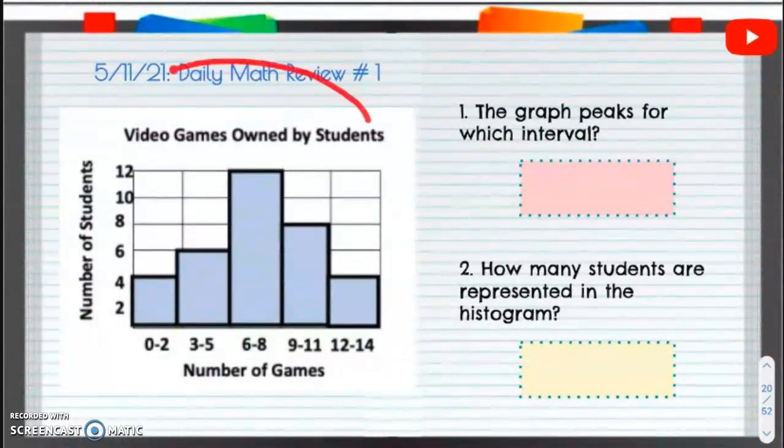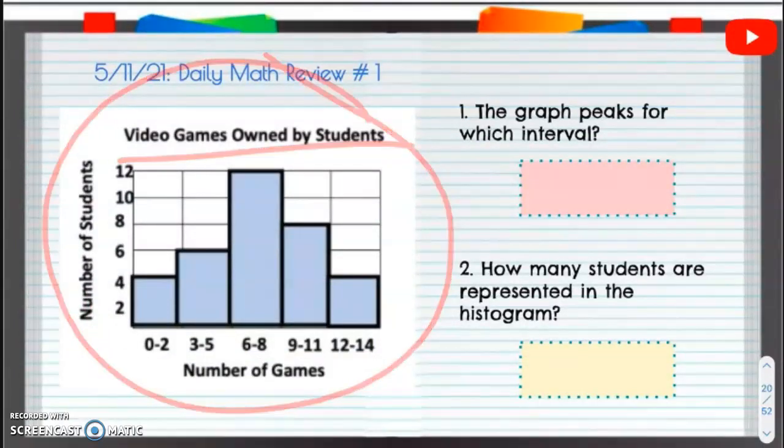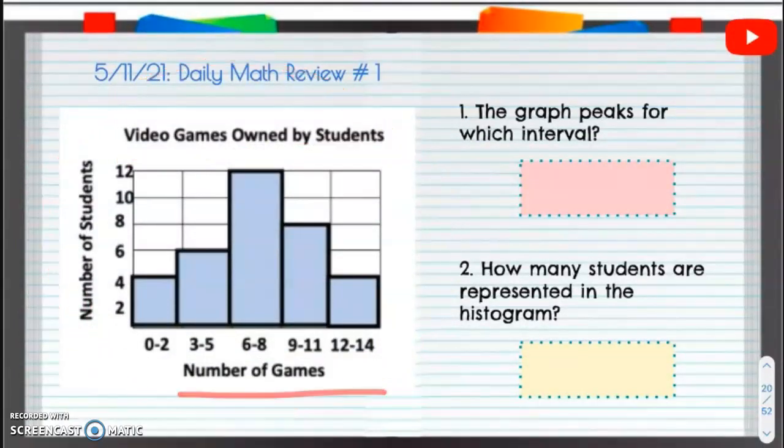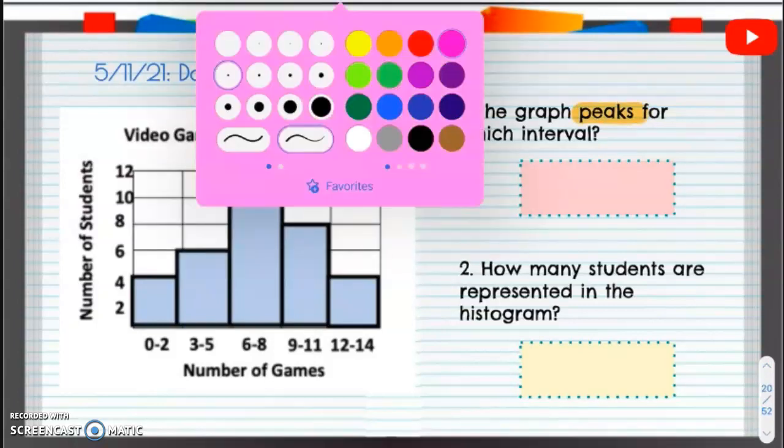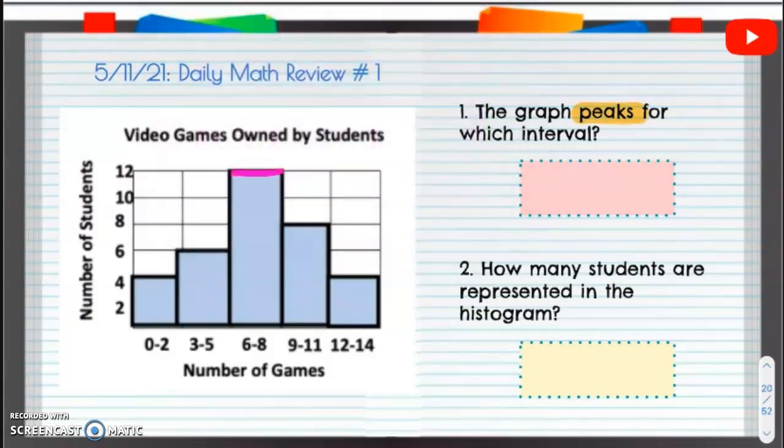So this graph is going to be video games owned by students. These are the number of games. These are the number of students. The graph peaks for which interval? So essentially, where is the peak? Remember, the peak is the highest point, kind of like the peak of a mountain. So the peak, the highest point, look at that right here. If we keep following along, it is 12. So the peak is at 12. You can put 12 students if you want to.